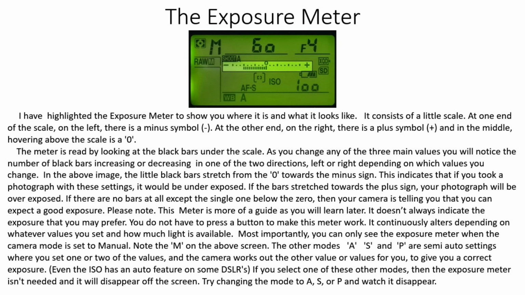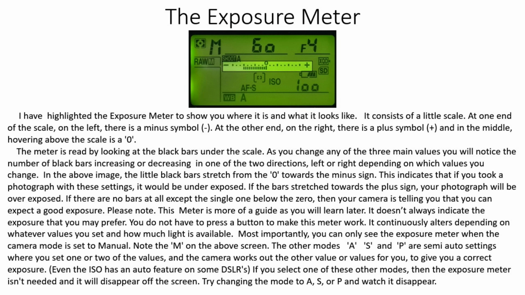You do not have to press a button to make this meter work. It continuously alters depending on whatever values you set and how much light is available. Most importantly, you can only see the exposure meter when the camera mode is set to manual. Note the M on the above screen. The other modes, A, S and P, are semi-auto modes where you set one or two of the values, and the camera works out the other value or values for you, to give you a correct exposure.